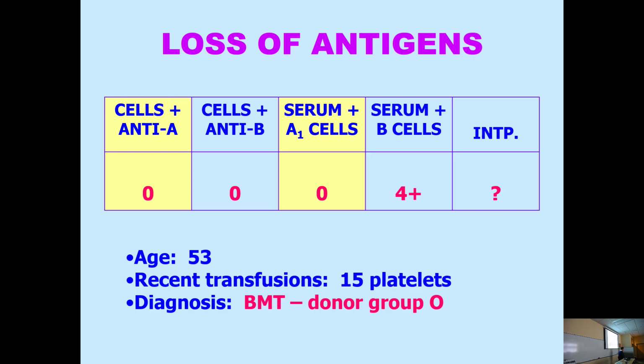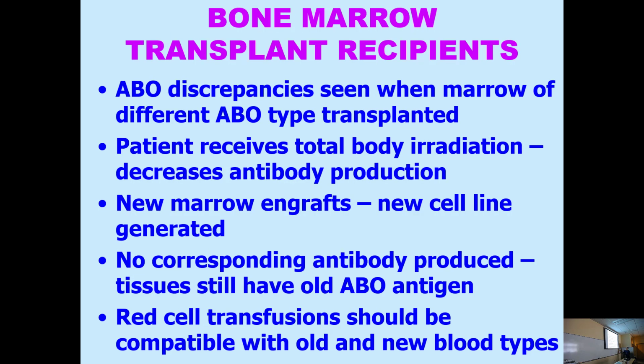So, loss of antigens, as we're looking at these: forward type is an O, backward type is an A. Something's going on there. Normally we think serum, so it's either a problem here or it's a problem there. So, 53-year-old, recent transfusions, 15 platelets, bone marrow transplant, group O. So, it's just what we were just talking about. What's going on in his situation?